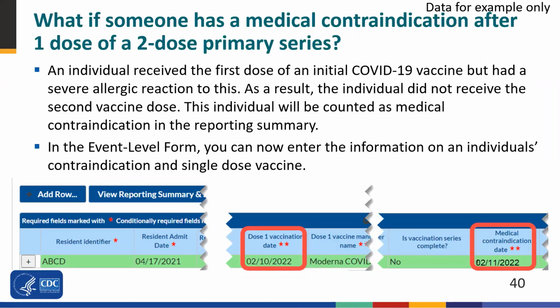In the event level form, you can now enter the information on an individual's contraindication and single dose vaccine. When you select View Reporting Summary and Submit, you'll note that this individual is only counted as a medical contraindication and not a partial dose.